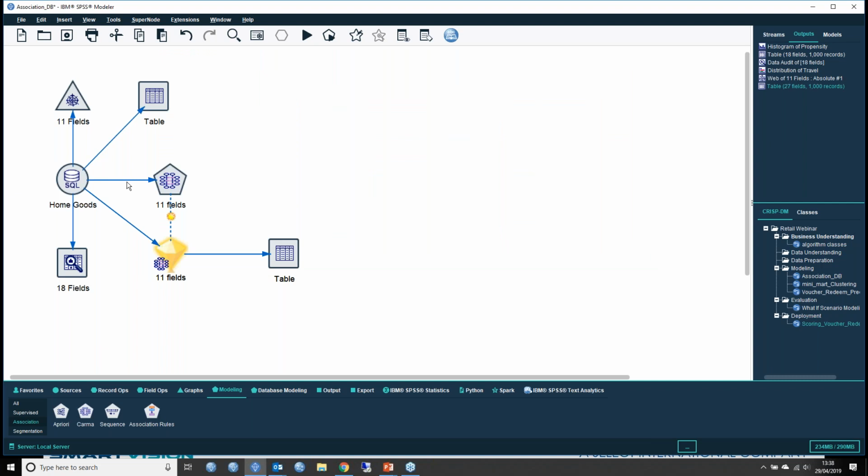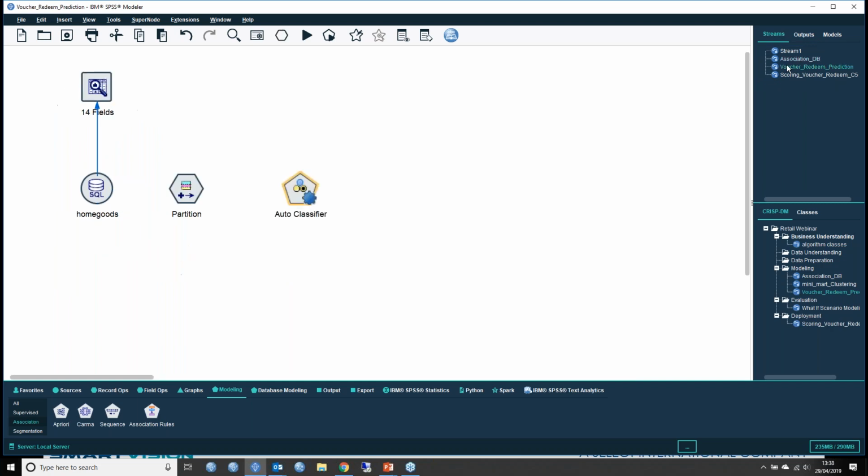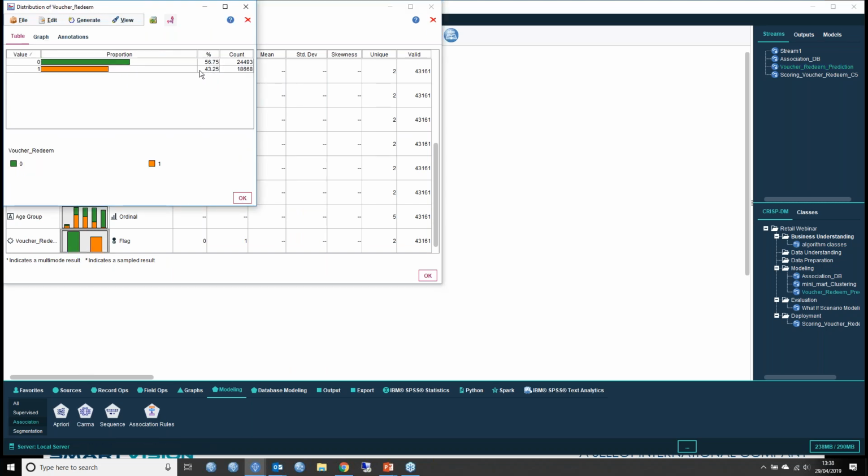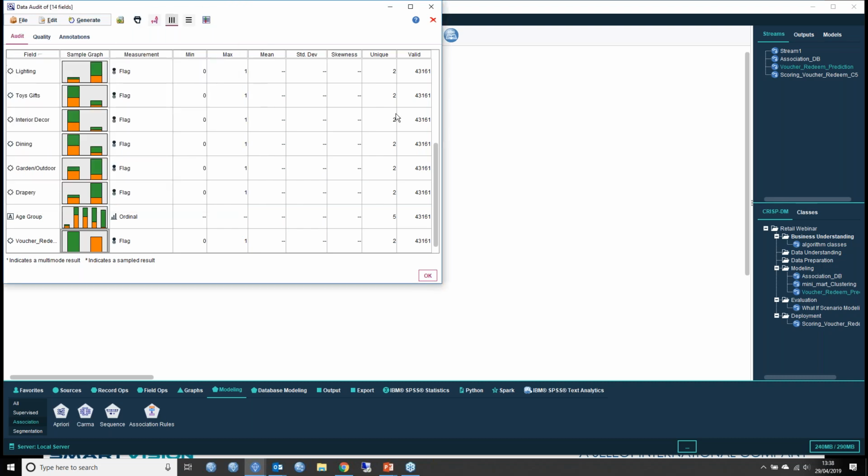What about another application where we're actually trying to predict a specific outcome? So we've got another example here. We're trying to predict a specific outcome. And the specific outcome here is whether or not people will respond to an offer. So they've got an offer to redeem a voucher. And this is the offer down here. 43% of them redeem the voucher, 56% of them don't, in this list of 43,000 cases.